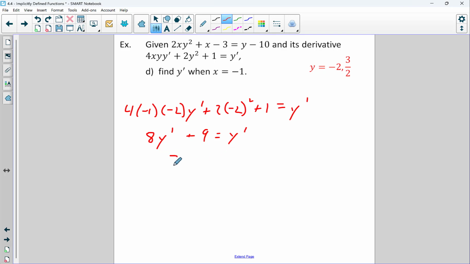This one's pretty straightforward. Let's subtract the y prime. We get 7y prime equals negative 9. So y prime equals negative 9 over 7. Final answer.